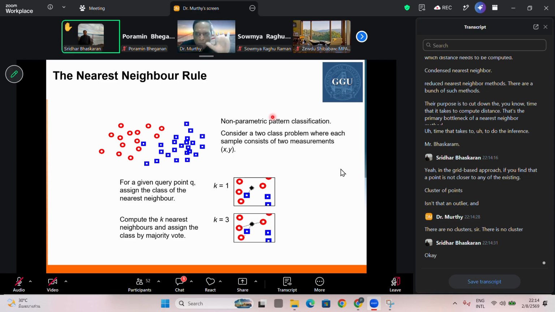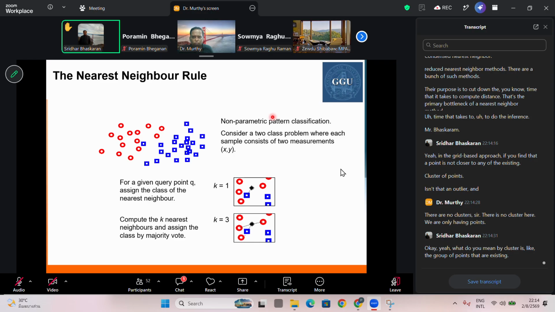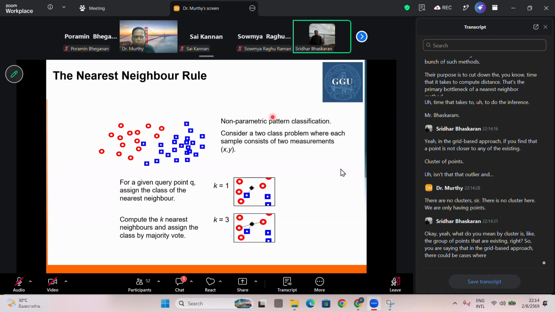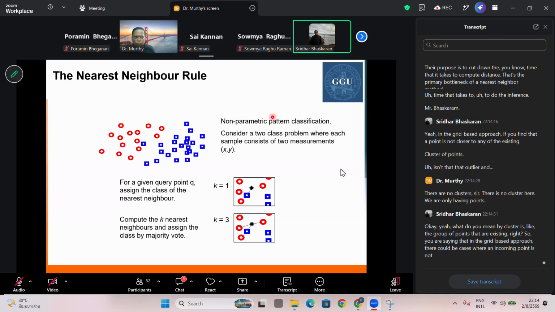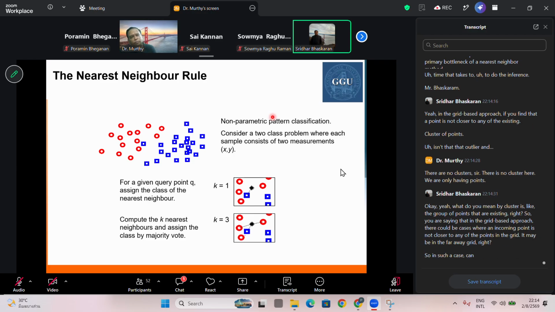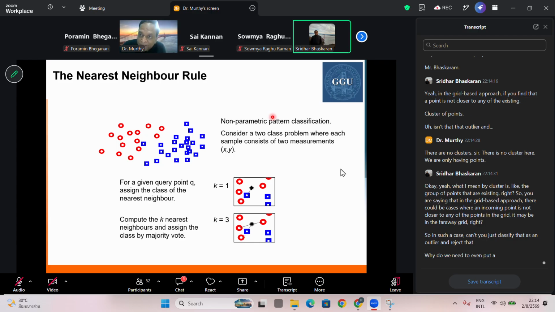Okay, yeah. What I mean by cluster is the group of points that are existing, right? So you are saying that in the grid-based approach, there could be cases where an incoming point is not closer to any of the points in the grid. It may be in a faraway grid, right? So in such a case, can't you just classify that as an outlier and reject that? Why do we need to even put a class for that?